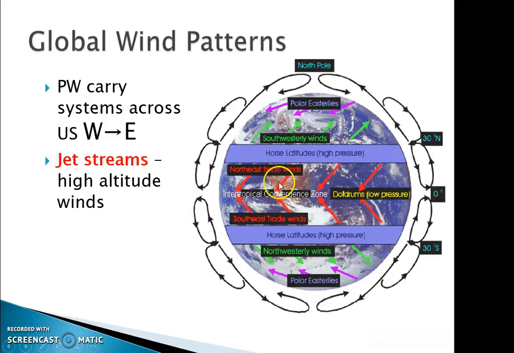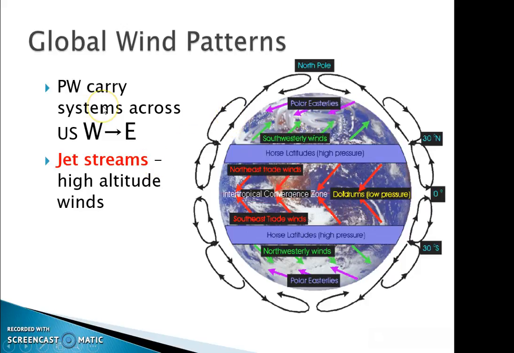So first you're going to have the northeast trade winds. Okay, and you can see that these move opposite directions depending on whether you are north or south of the equator. So you have the northeast trade winds, which are coming from the northeast down, and the southeast trade winds, which are coming from the southeast towards the equator. Okay, you've got southwesterly winds, and you've got polar easterlies.